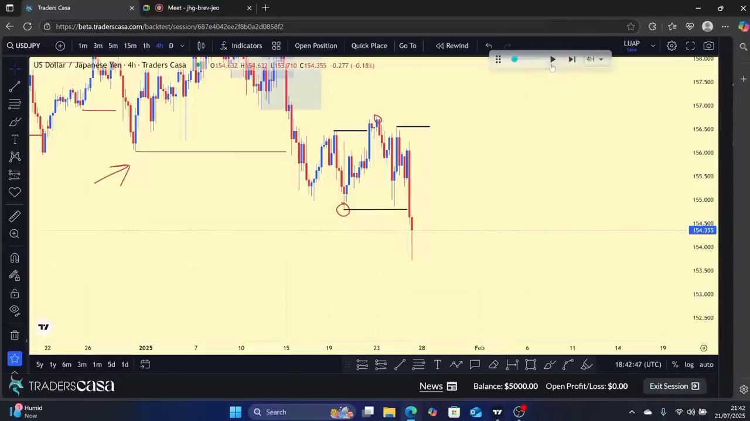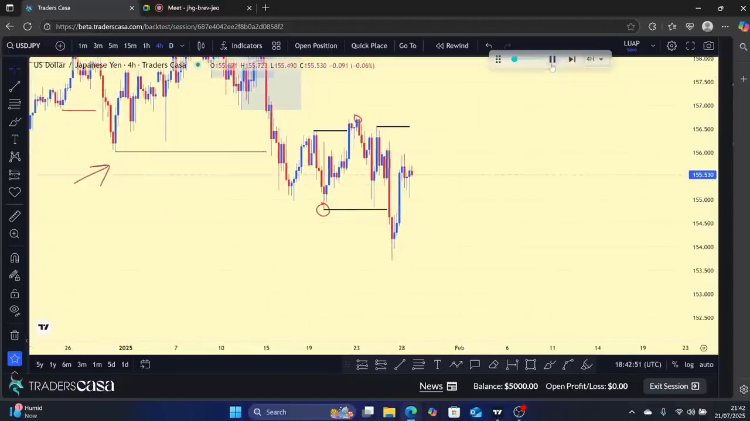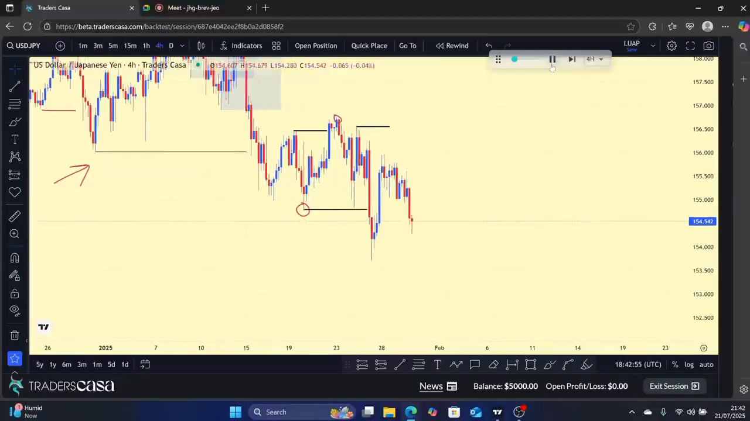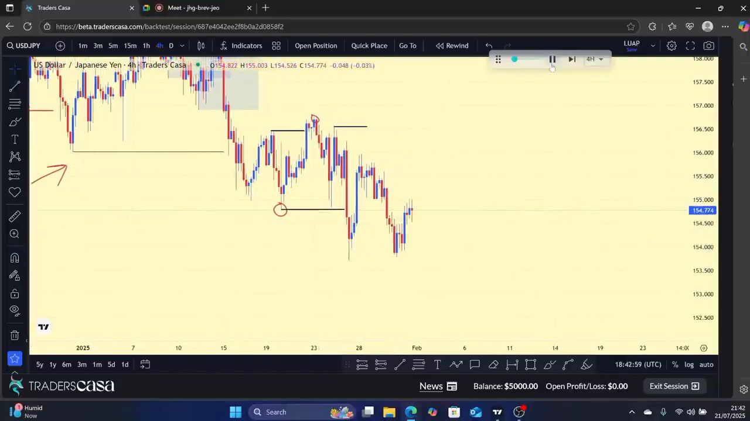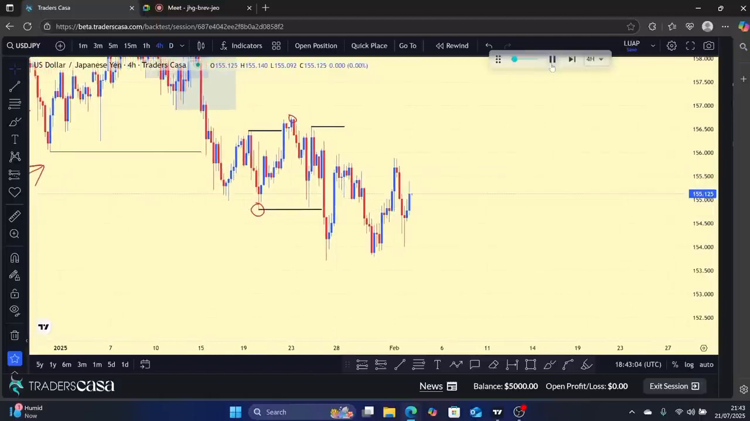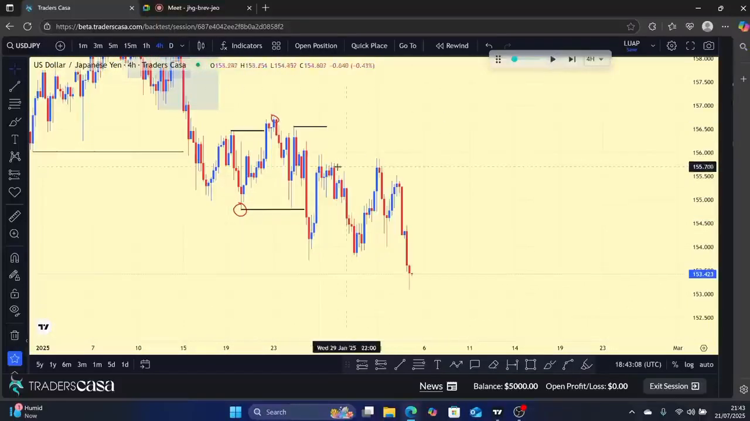So let's see if price marks or creates another inducement. All right, price is heading towards our minor inducement. Hopefully. All right, so price is actually consolidating at the moment, and I want a clear break past the high. All right, so this means that our minor inducement has shifted here.